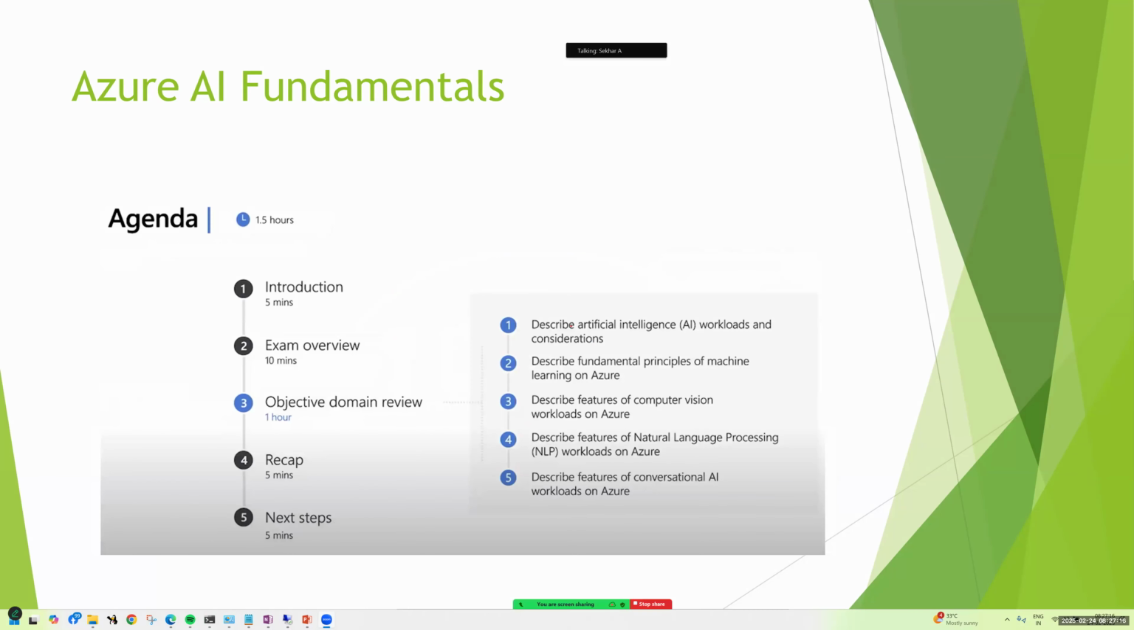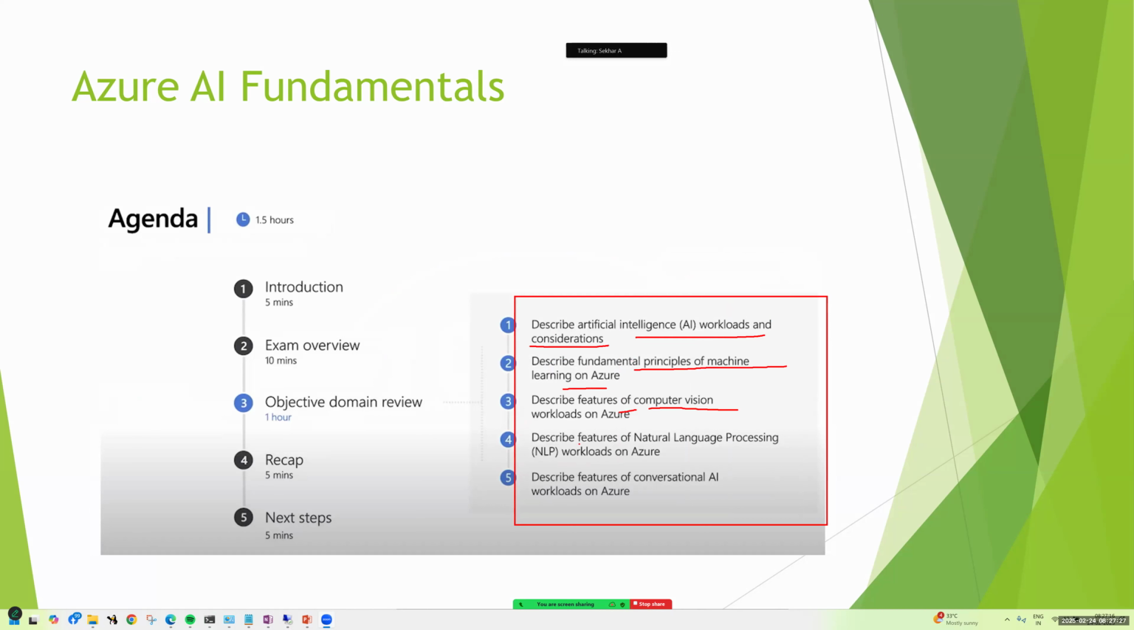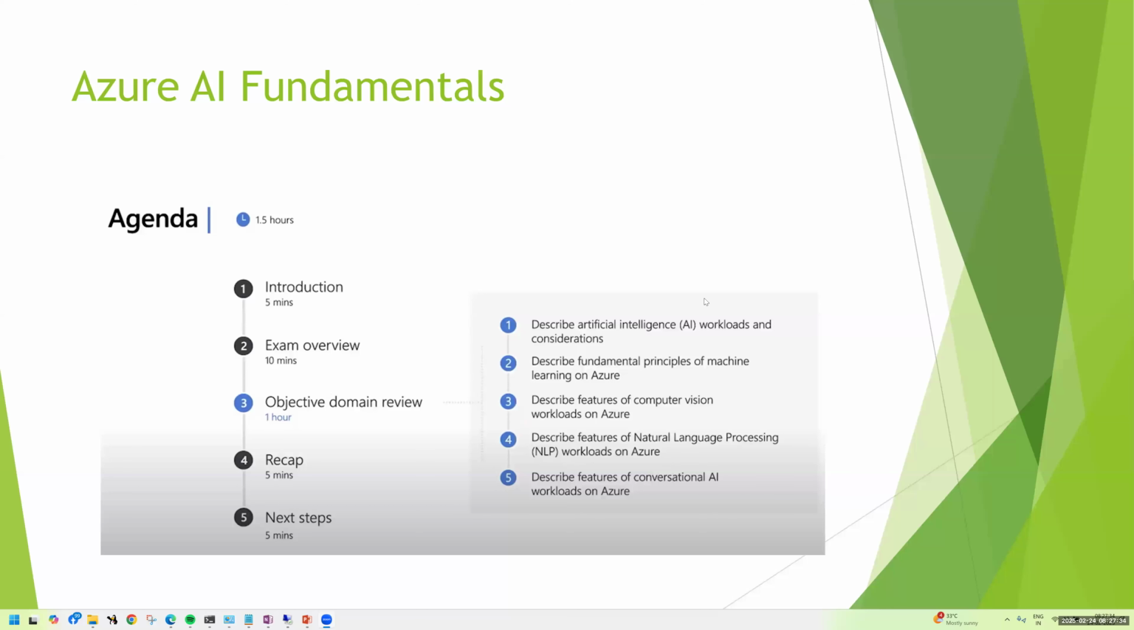For Azure AI-900, these are the syllabus topics, guys: describe AI workloads and considerations, describe the principles of machine learning, describe computer vision, describe natural language processing, and describe conversational AI workloads on Azure. These are all the syllabus of AI-900. I will show you the exact syllabus which Microsoft published on the official site itself. Clear? Next, I am going to cover 102 as well.